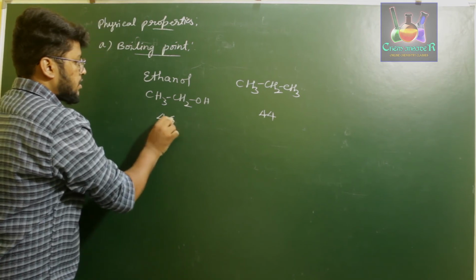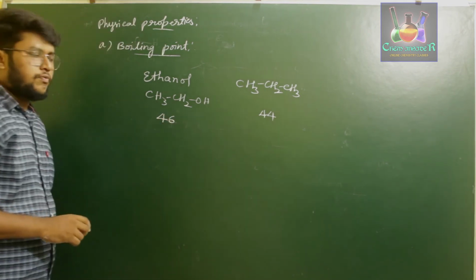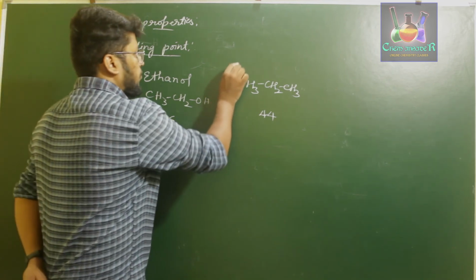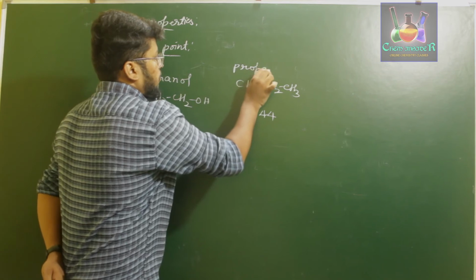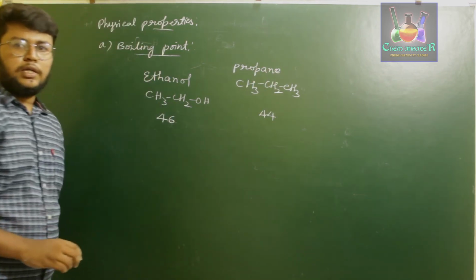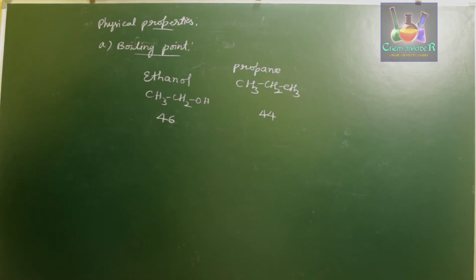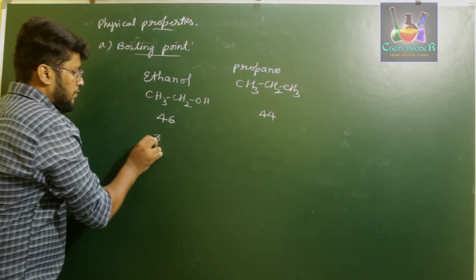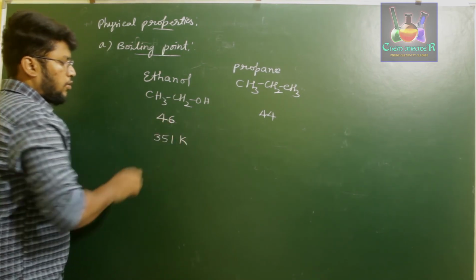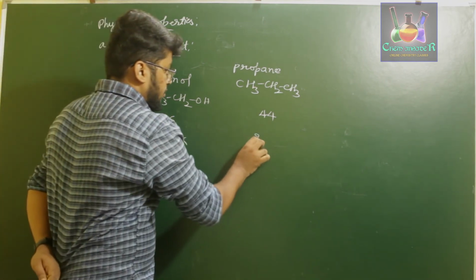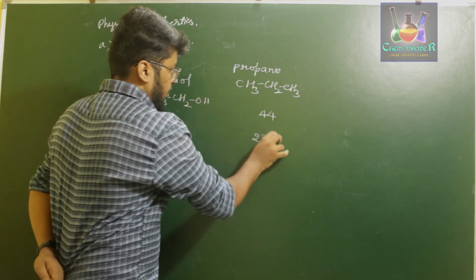So this is 46, this is 44. Molecular mass of ethanol is 46 and molecular mass of propane is 44. So both of these have the same amount of molecular mass, but they clearly have quite a different value of boiling point. That is, boiling point of ethanol is 351 Kelvin, whereas boiling point of propane is 231 Kelvin.